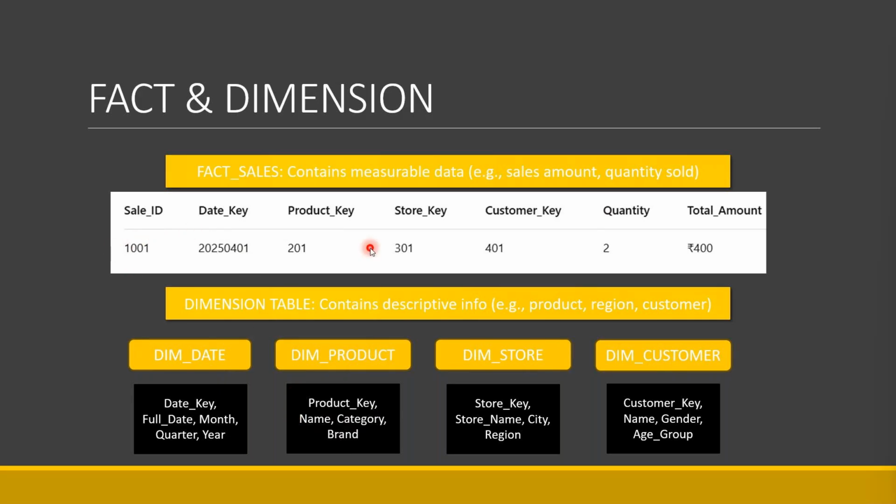Okay. Same goes with store. Store details like store name, city, region again have a store key. So this store key should be placed in this fact table just to understand which sale was processed under this store key. Same goes with customer, where we have name, gender, age group. So yeah, this is how fact and dimension tables work in a data warehouse.